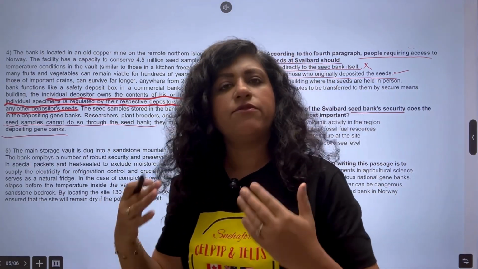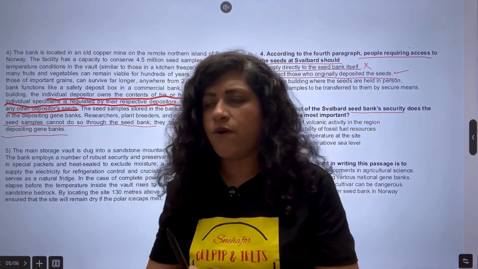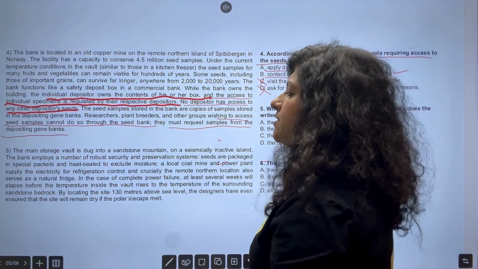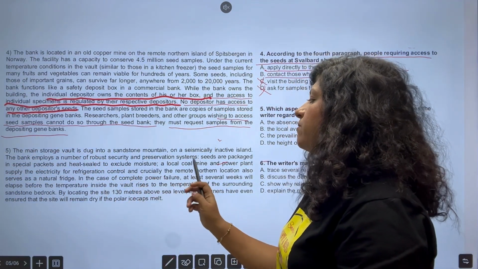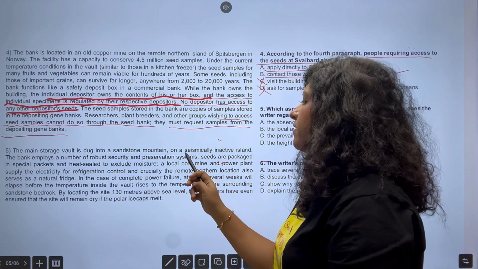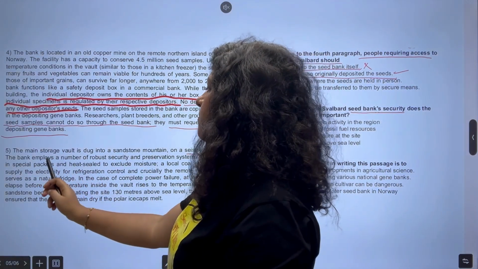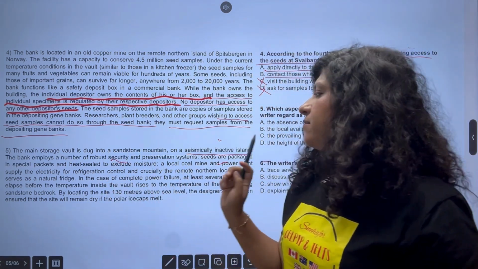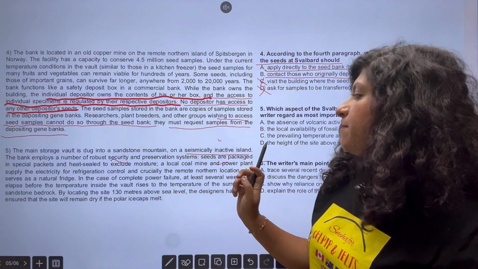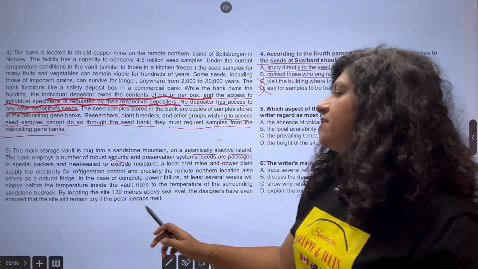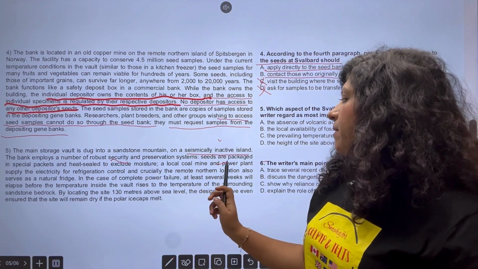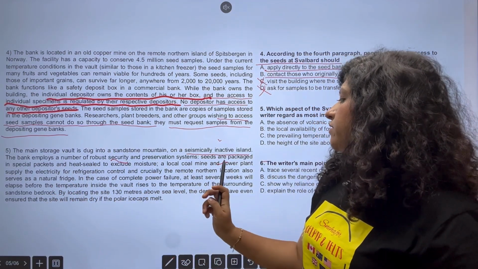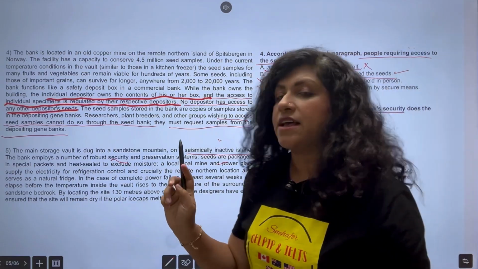So, I come to para 5. I know that these questions follow the order. So, my next question will have information somewhere here, right? The main storage vault is dug into a sandstone mountain on a seismically inactive island. The bank employs a number of robust security, I have my keyword, and preservation systems. Seeds are packaged in special packets and heat sealed to exclude moisture. A local coal mine and power plant supply the electricity for refrigeration control, and crucially, the remote northern location also serves as a natural fridge.